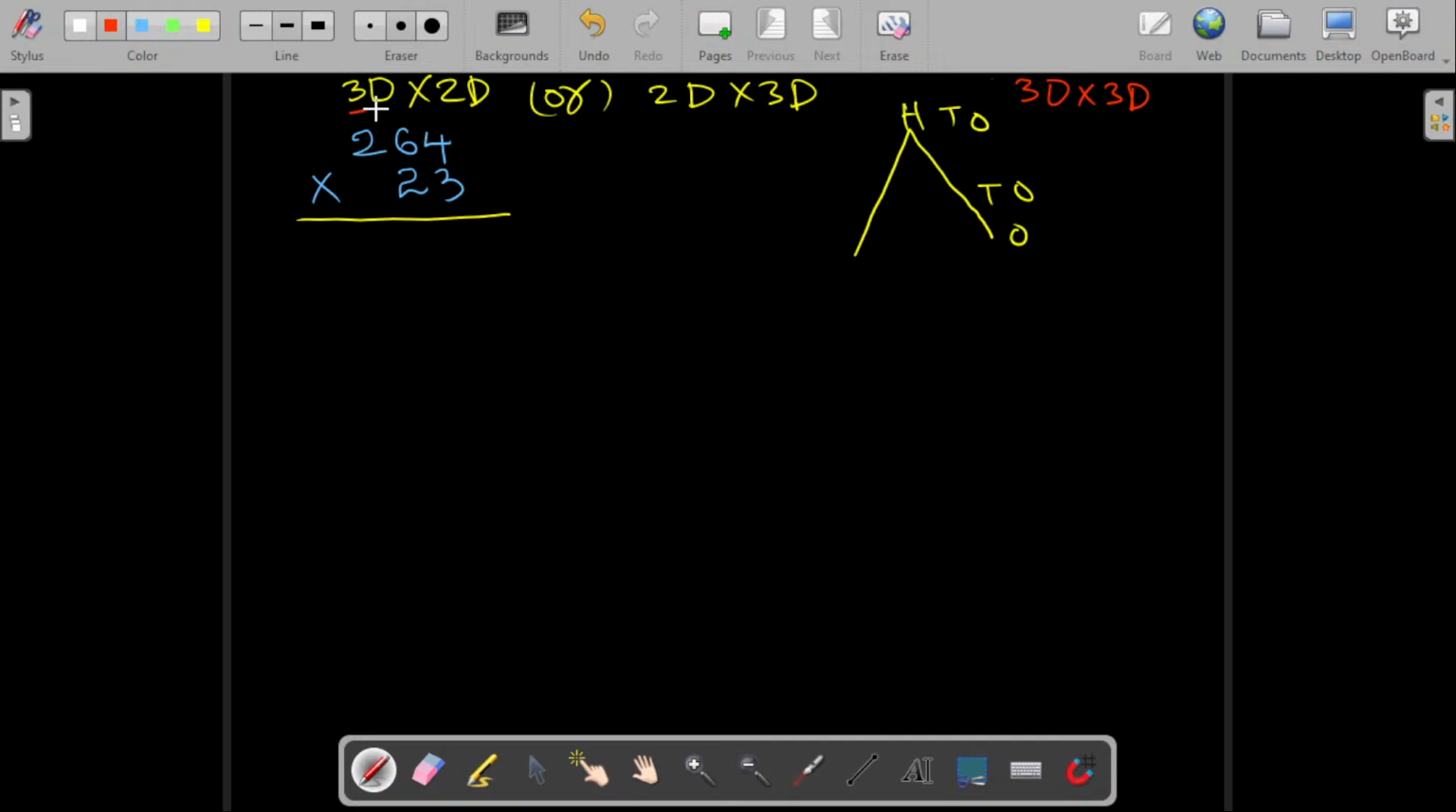So for 2D into 3D or 3D into 2D, all these kinds of problems, you have to convert them into 3D into 3D by adding 0. That's it. ఇక్కడ 0 యాడ్ చేసుకోవాలి. ఓకే, ఈ 27 ముందు 0 యాడ్ చేసుకోవాలి.